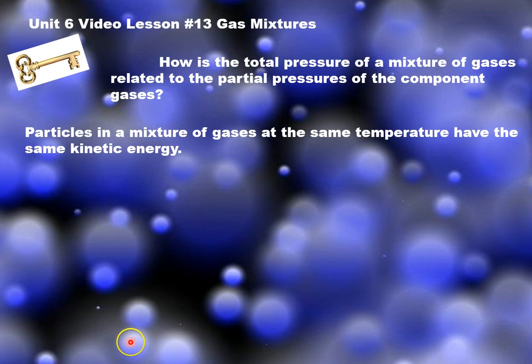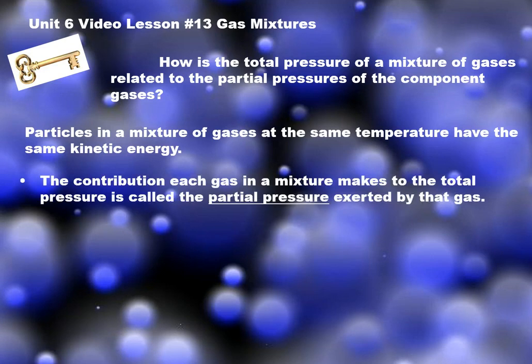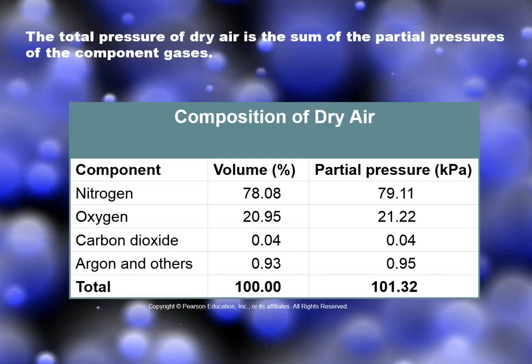Particles in a mixture of gases at the same temperature have the same kinetic energy. That is, they are moving with the same amount of speed and the same amount of average kinetic energy or temperature. The contribution each gas in a mixture makes to the total pressure is called the partial pressure exerted by that gas. The total pressure of dry air is the sum of the partial pressures of the component gases.